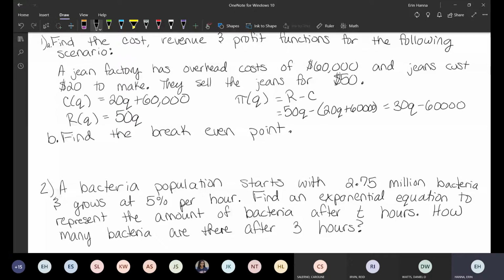Alrighty, break-even point. So remember, break-even point is defined to be when profit equals 0, or you can find when revenue equals cost. It's going to give you the same exact thing. Since we have the profit function, why not just set it equal to 0? So 30Q equals 60,000. Q is therefore 2,000.